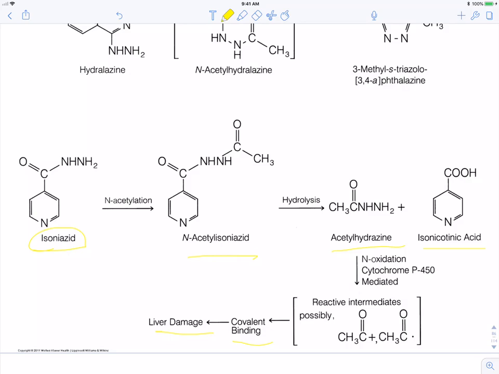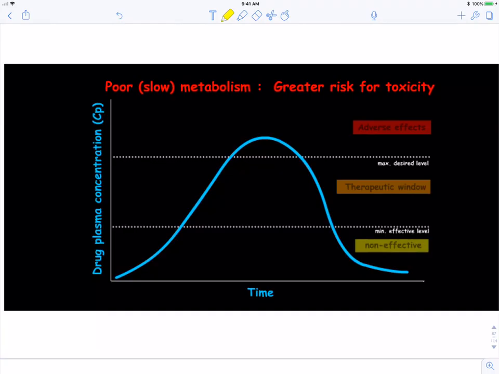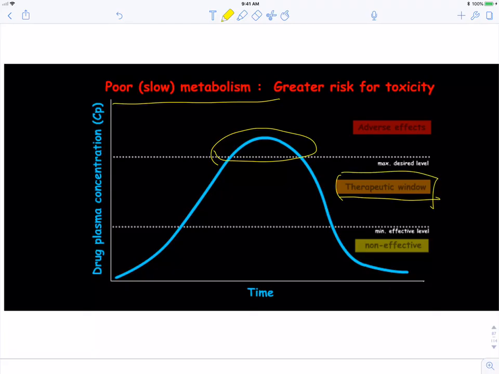For this reason, there are different effects by isoniazide, which is generally a very safe drug in patients, depending on their ability to acetylate the drug. So people who are poor acetylators are at higher risk for toxicity by isoniazide at the liver level. And the reason for that is that the drug is metabolized very slowly, and so it reaches a concentration that is toxic in the bloodstream and basically overshoots our therapeutic window.